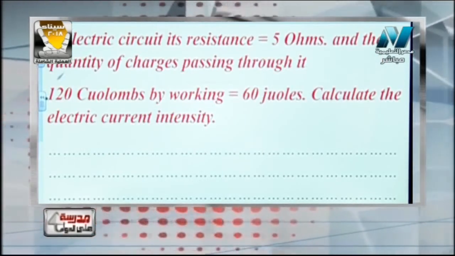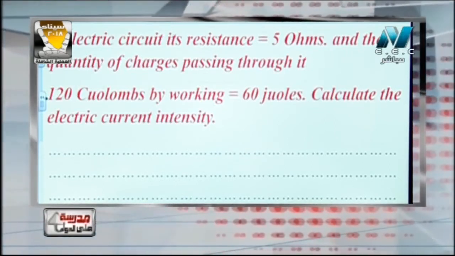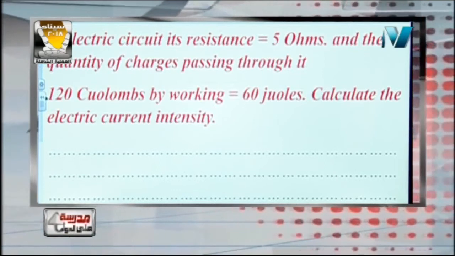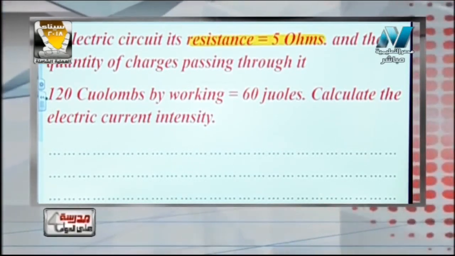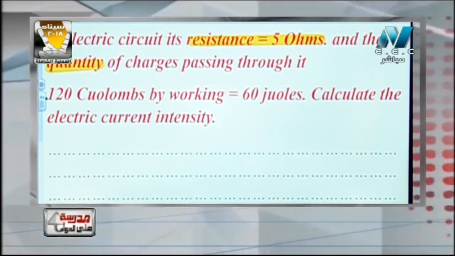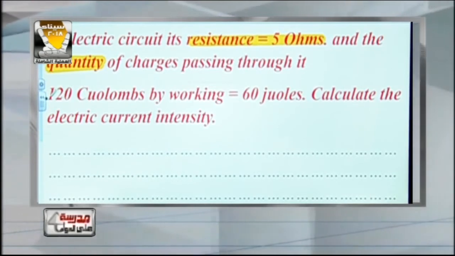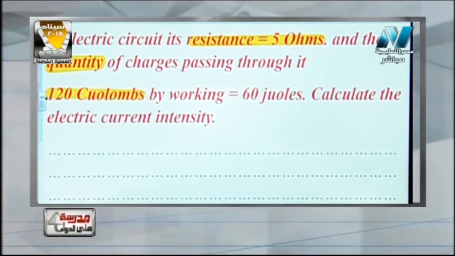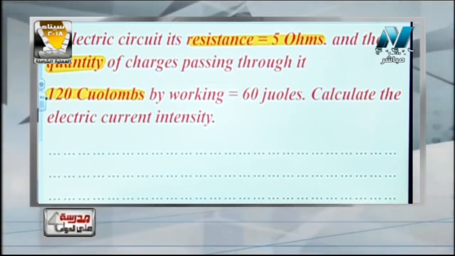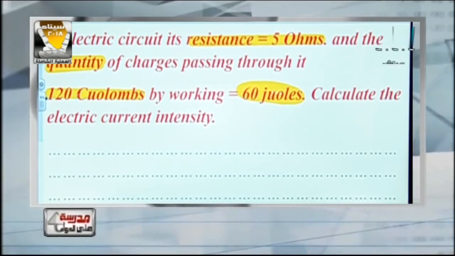In this question it says electric circuit and its resistance. Here we have a given electric resistance equal 5 ohms, and the quantity Q of electric charge passing through it equal 120 coulombs, by working equal 60 joules. Calculate the electric current intensity.